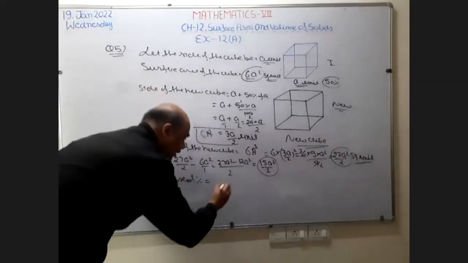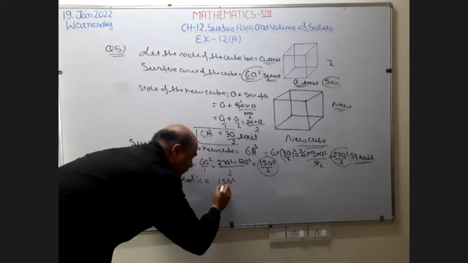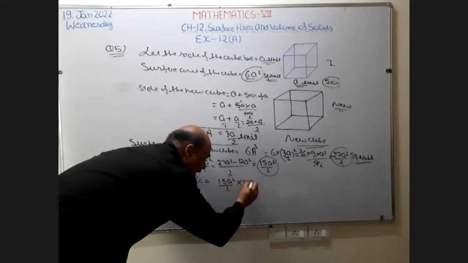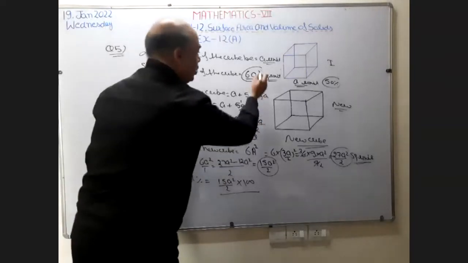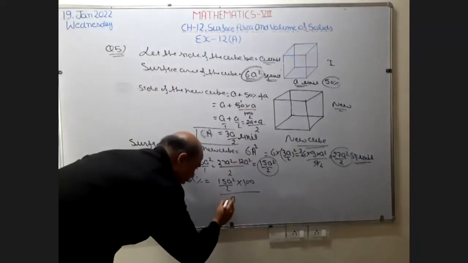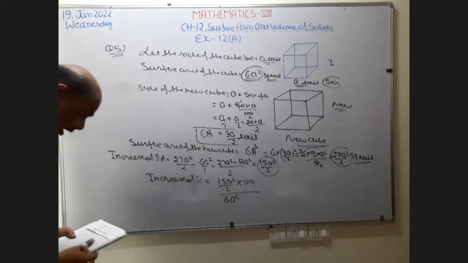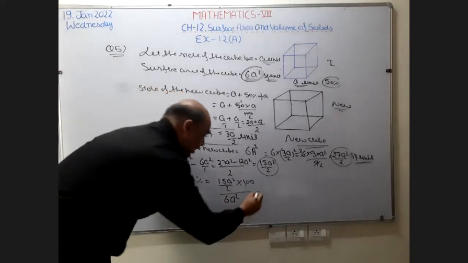What is the formula? Increased area upon original area multiplied by 100. What is the original area? 6A². So right here, 6A². Okay. Now solve these two and check what is the answer.